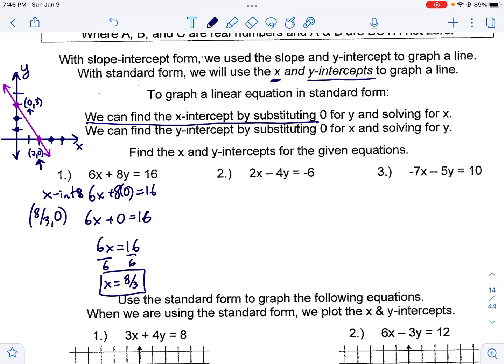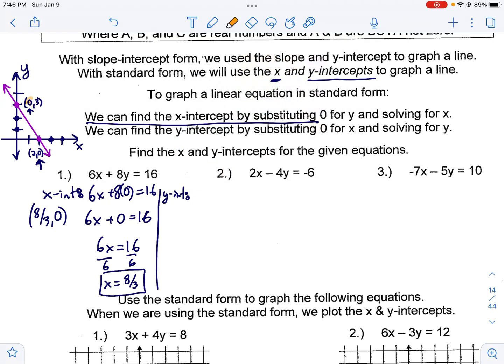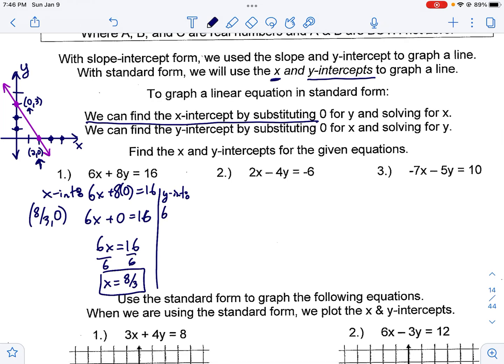To find the y-intercept, we'll do the same thing, but this time we'll put in 0 for our x value. Again, for every single y-intercept, the x value is always going to be 0. So this time we'll plug in 0 for x. So 6 times 0 plus 8y equals 16. Instead of writing 0 every single time, we'll be able to just immediately cancel that out. So we'll end up here with 8y equals 16, divide by 8 to get y equals 2. So our y-intercept ends up being at 0, 2.